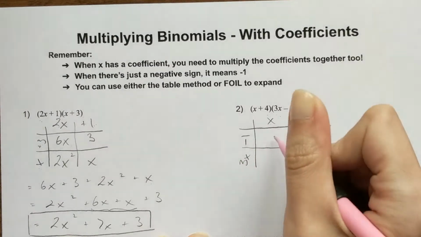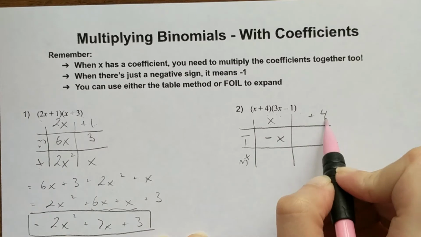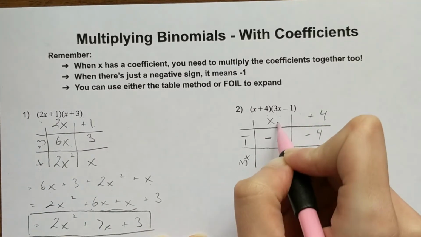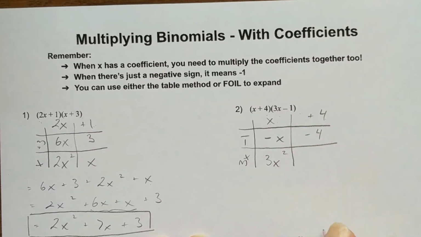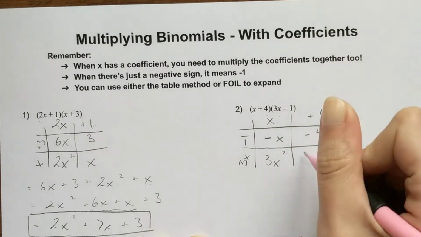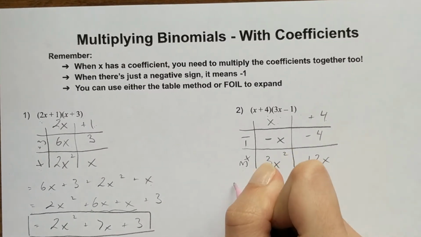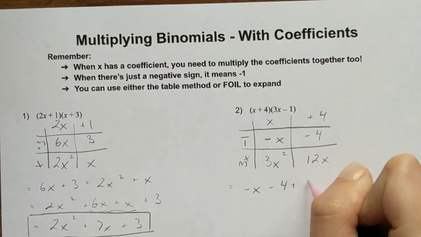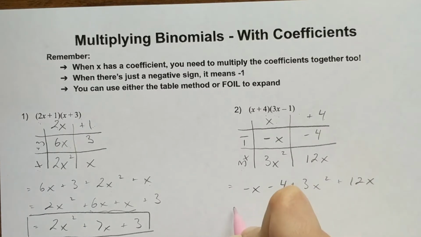-1 times x is -x. -1 times 4 is -4. 3x times x is 3x squared. 3x times 4 is 12x. Okay, I'm going to go ahead and write all these out. So I have a -x minus 4 plus 3x squared plus 12x.